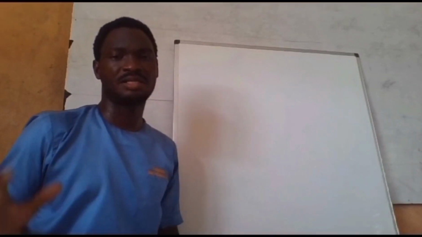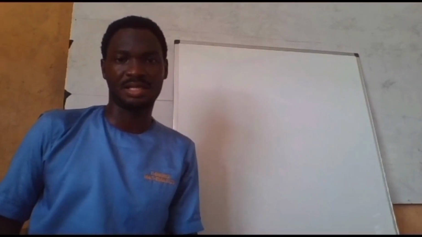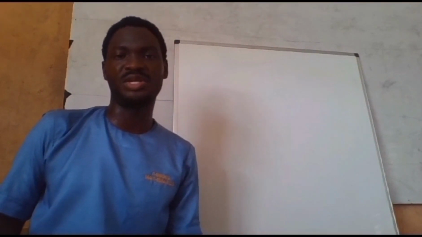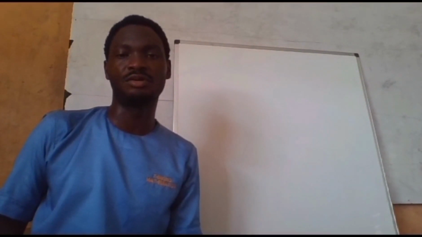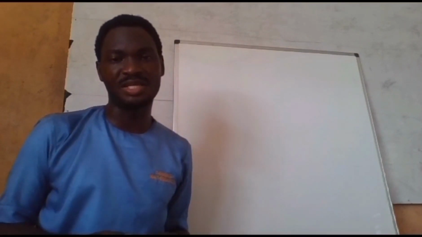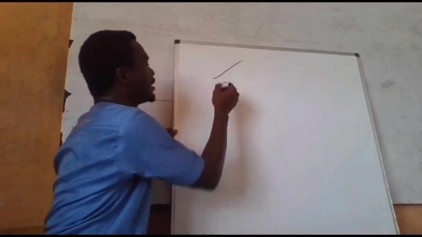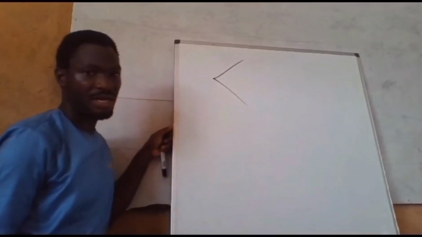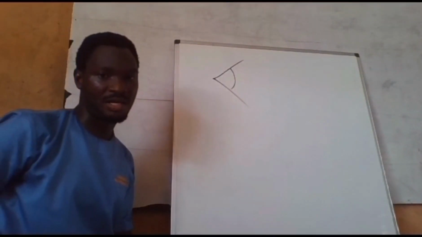So let's have a little bit of discussion about angles. Angles, as we know, are formed at the intersection of two lines. So when two lines meet, an angle is formed. So we have a line here, we have a line here. This shape is what we are calling an angle.